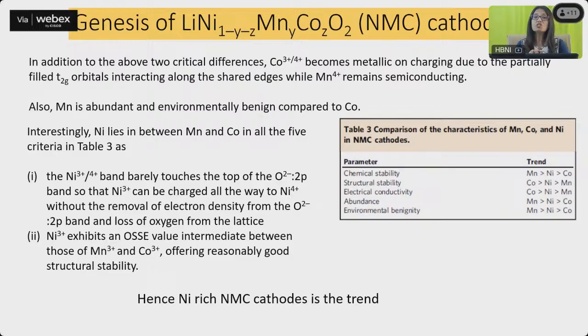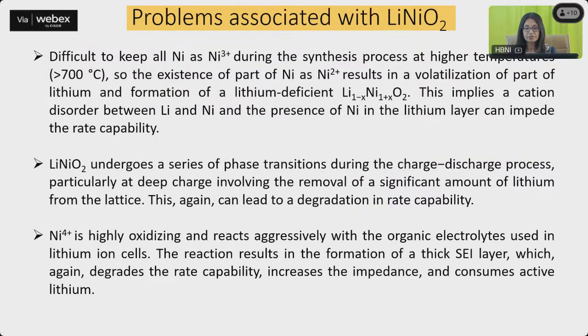So Ni3+ can be charged all the way to Ni4+ without removal of electron density from the oxide 2p band, and so the loss of oxygen from the lattice doesn't happen. Then Ni3+ also exhibits an octahedral site stabilization energy value which is intermediate between those of manganese 3+ and cobalt 3+, and so it also offers reasonably good structural stability. Hence, right now the trend is how you can increase the nickel percentage in the NMC cathode, and if you can increase that, then you are bringing down the cost even further without compromising on the quality of the cathode material.